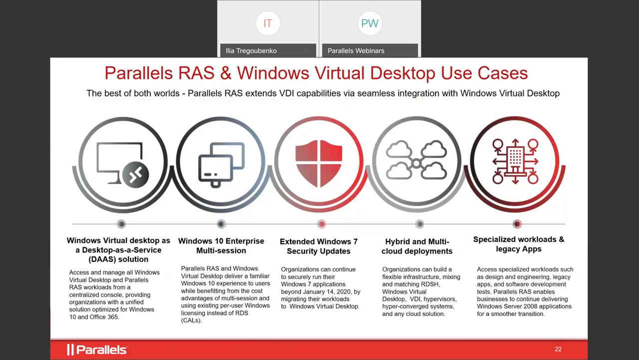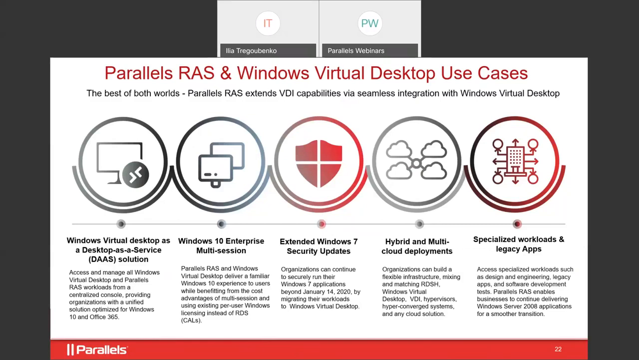Extended Windows 7 security updates, so organizations can continue to securely run their Windows 7 applications beyond January 2020 by migrating their workloads to WVD. Hybrid and multi-cloud deployments, so organizations can build flexible infrastructure, mixing and matching RDSH, Windows Virtual Desktop, VDI, hypervisors, hyperconverged systems, and any cloud solution. And this allows them to stagger their migration and make it more sure.